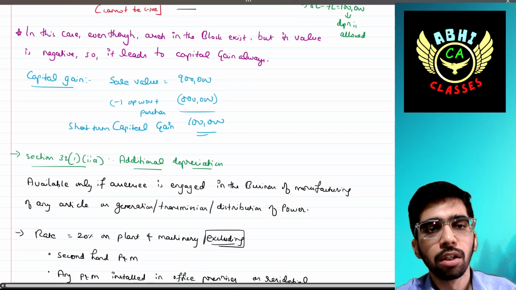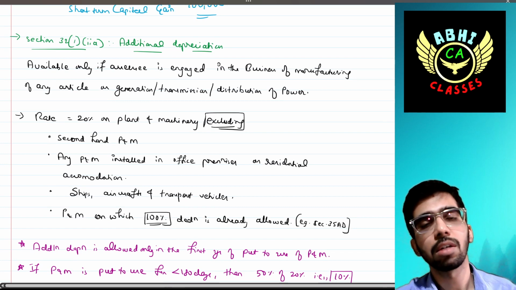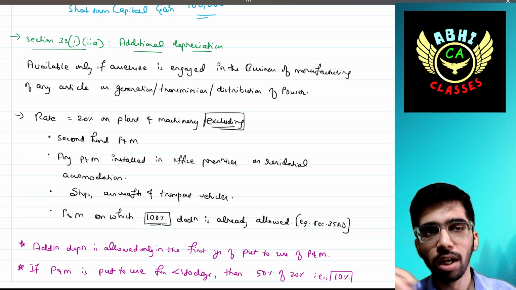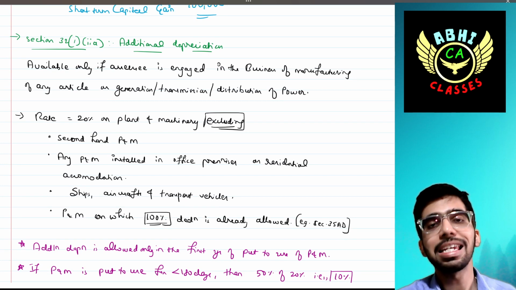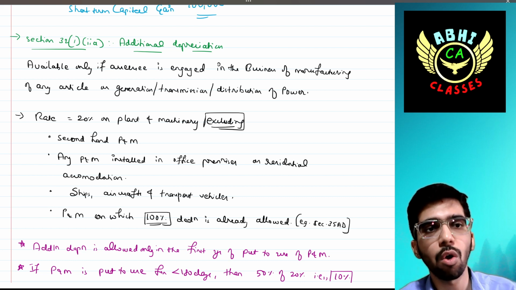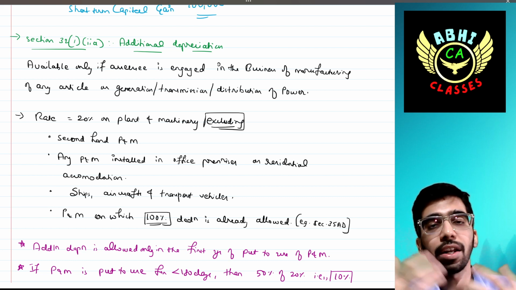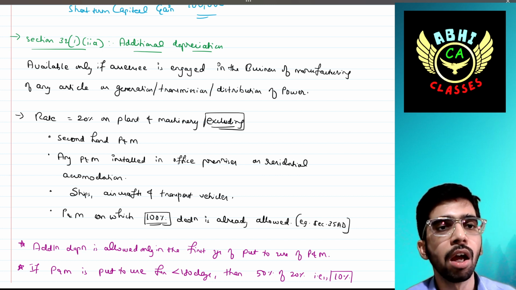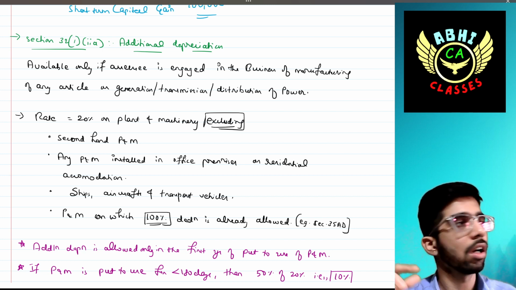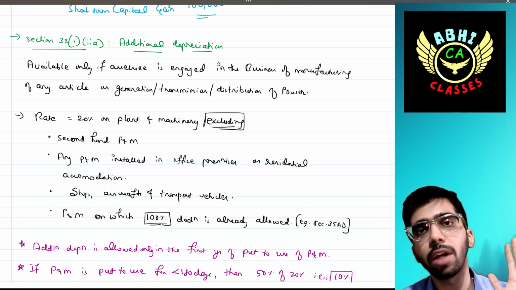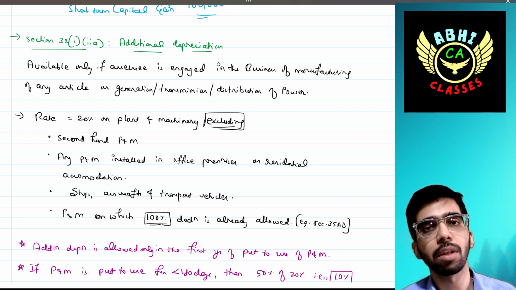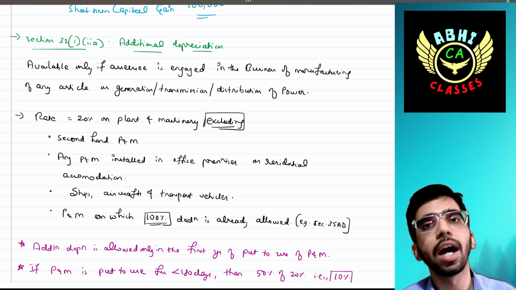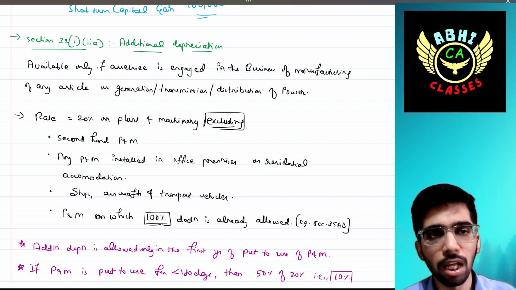Okay. Then we will discuss the second concept, that is additional depreciation. That is section 32(1)(iia). It is available only if the assessee is engaged in the business of manufacturing of any article, or generation, transmission or distribution of power, that is electrical power. Remember, if any business is having, for example, trading activity, then this section will not be applicable. Only if that assessee has a business of manufacturing of any article or distribution of power, then only that additional depreciation would be available.